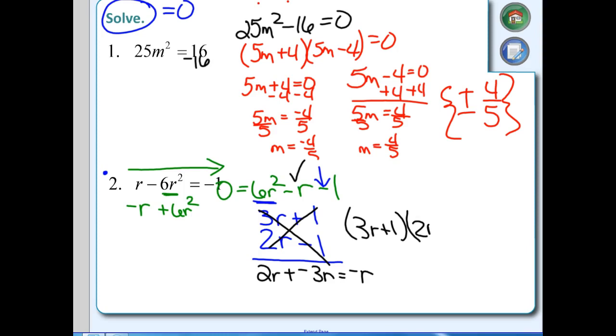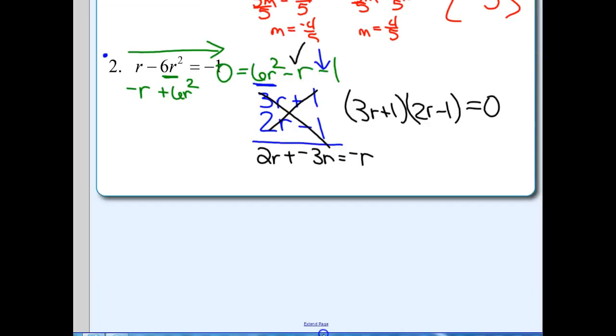So now we're at 3r plus 1 and then 2r minus 1 equals 0. If the whole thing equals 0, each part equals 0. So that means we've got 3r plus 1 equals 0. That's part number 1. Part number 2 is 2r minus 1 equals 0. And then we just solve those two binomials.